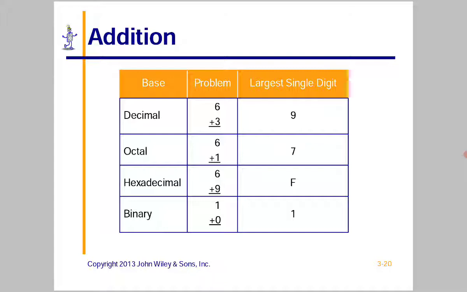Hexadecimal 6 plus 9 is 15. But there is no single digit for 15, so it is coded as capital F. Capital A is 10, B is 11, C is 12, D is 13, E is 14, and F is 15. So hexadecimal 6 plus 9 is F. Binary 1 plus 0 is 1.